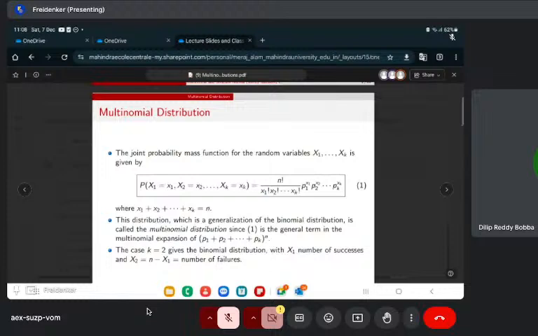It is called joint probability mass function because binomial is discrete, so multinomial will also be discrete. You won't have a density function, you have a mass function. It is joint because you have more than one variable, don't you? So, joint probability mass function.